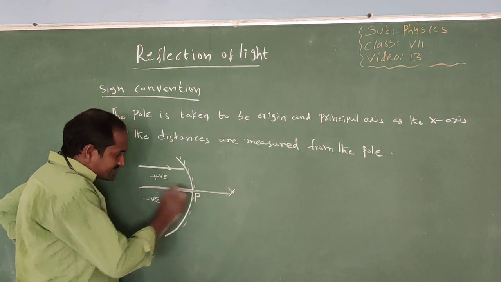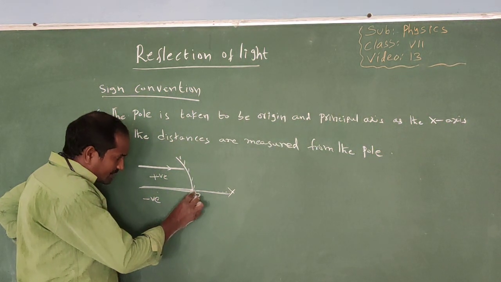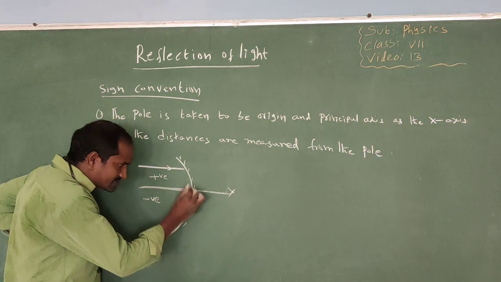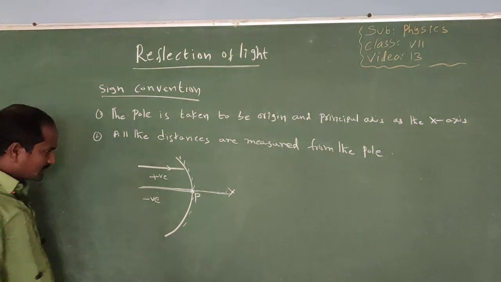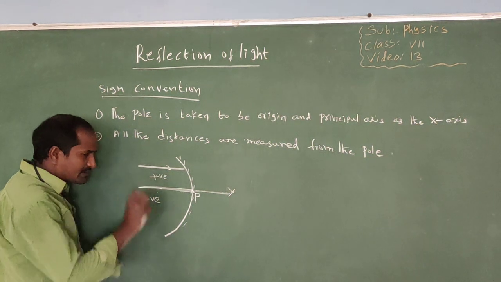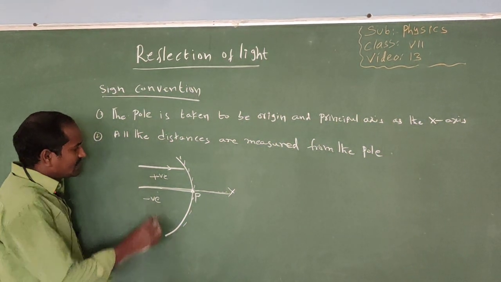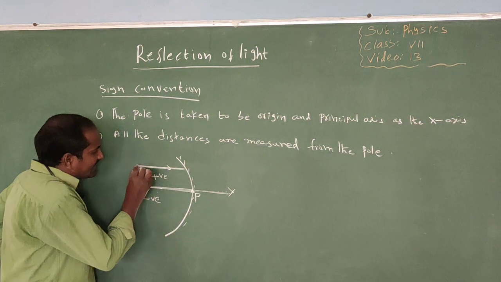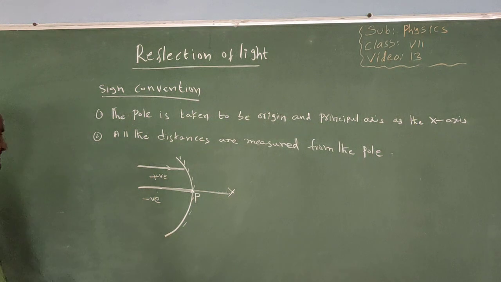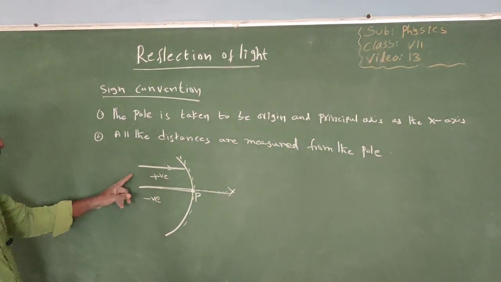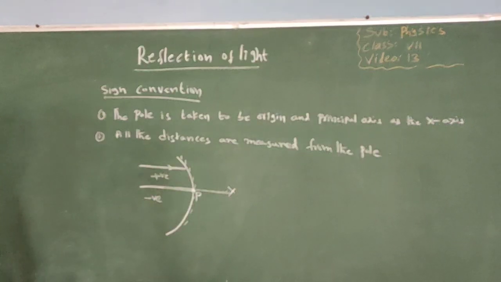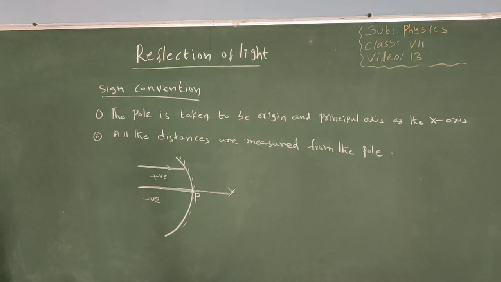Okay, all the distances are measured from the pole. The midpoint of the mirror is called the pole. Distance measured above the principal axis is positive, and below the principal axis is negative. The distance is positive when measured in the direction of the incident ray, and negative when measured in the direction opposite to the incident ray.